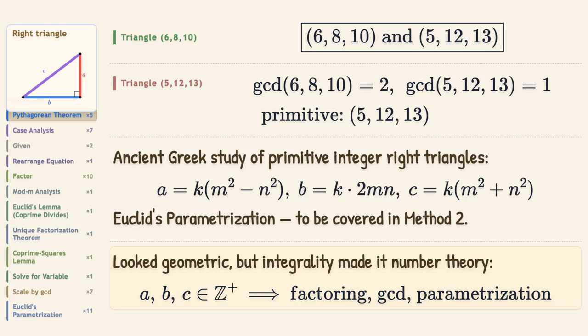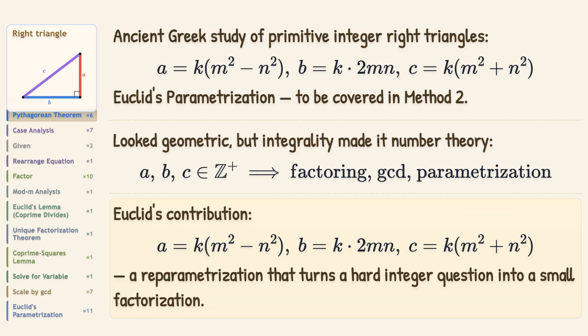Notice something. We started with what looked like a geometry question, triangles, area, perimeter, but the moment we required a, b, and c to be positive integers, the problem stopped being about shapes and became a number theory problem. The substitutions, the factoring, the parametrization, all of those are number theory tools. The integer constraint is what forced the shift.